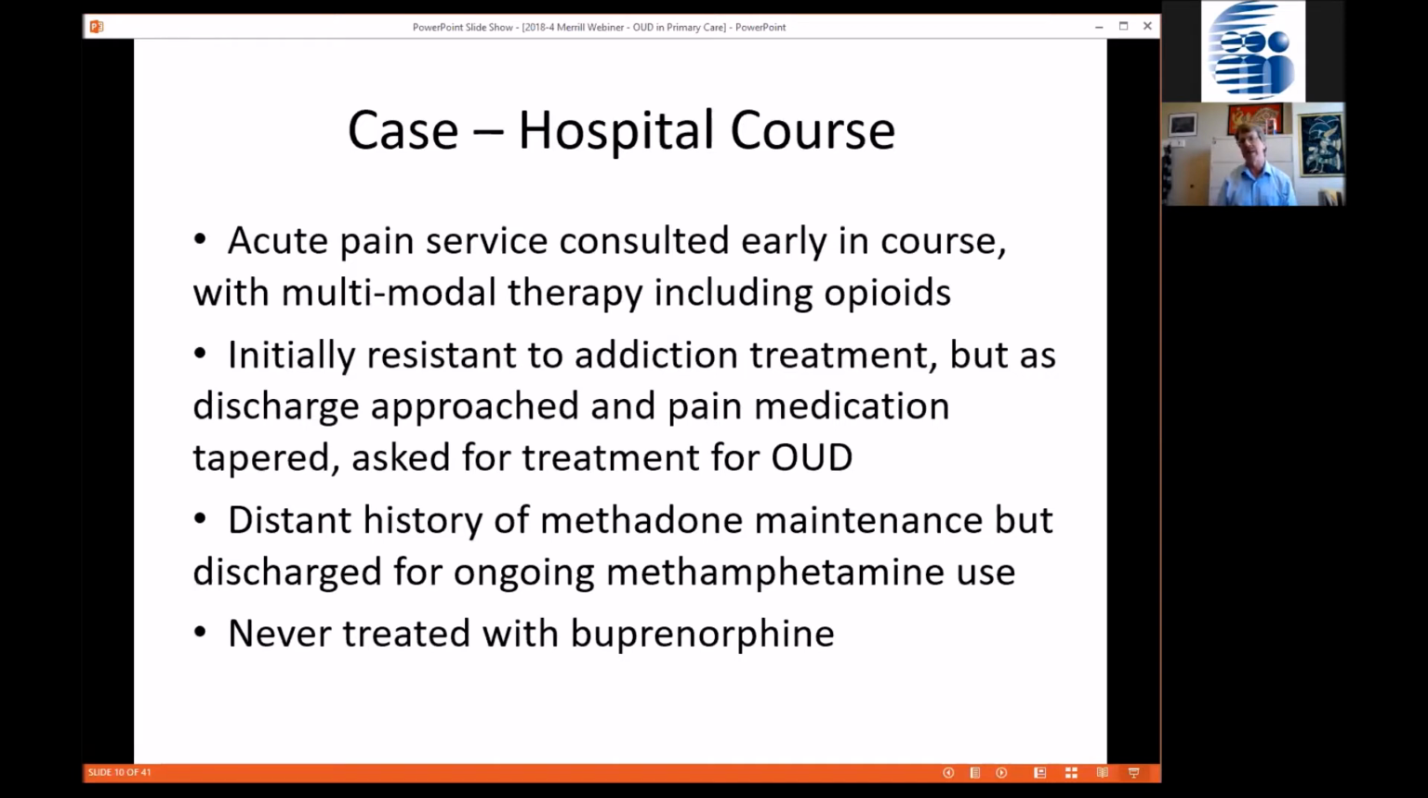He had been in treatment long ago with methadone, but he had been discharged due to ongoing methamphetamine use, which he wasn't really in his degree of desire to change, his methamphetamine use was much less than his opioid use. He'd never been treated with buprenorphine. And just to note, methadone maintenance programs nowadays don't necessarily discharge patients for methamphetamine use, but they did back then when he did it. And that was one of the reasons he was reluctant to seek treatment, because he thought he might not succeed.